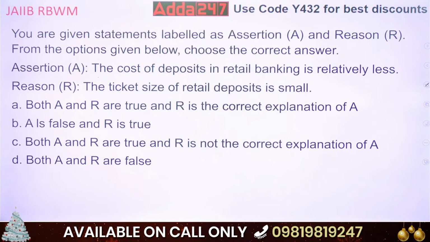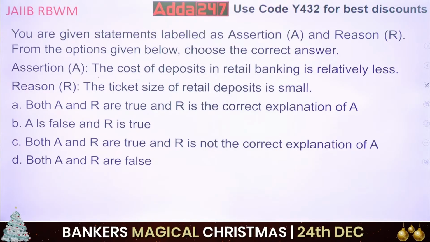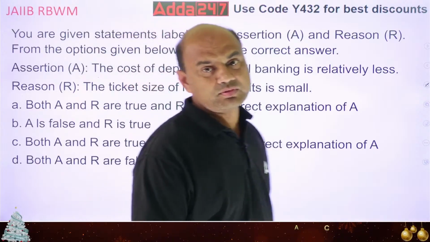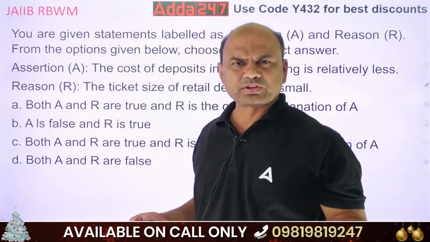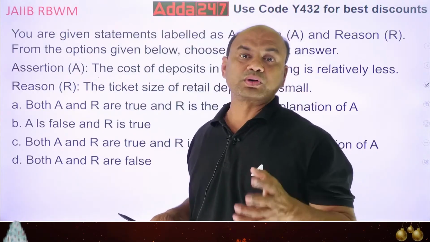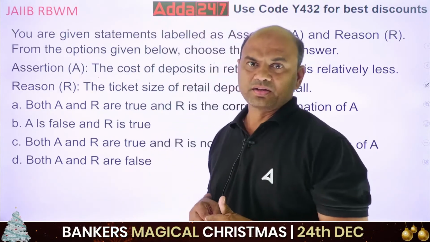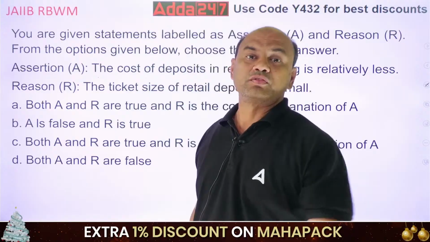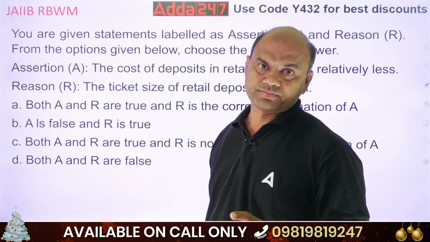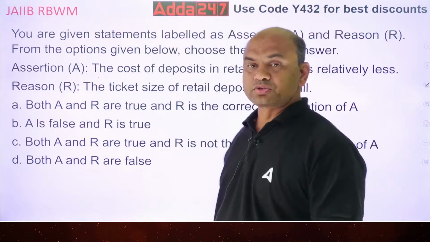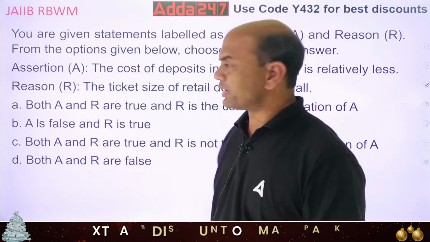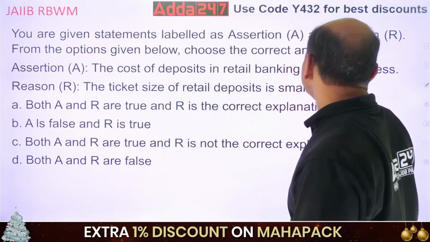The cost of deposits is relatively less. Is it true? Actually, that is what retail banking means, isn't it? Why do we prefer retail banking? Because the cost of deposits should be low. We must focus more on CASA deposits. So statement A should always be true in any bank. CASA should be more than one-third of your deposits, always. General rule. So the cost of deposits in retail banking is relatively less.